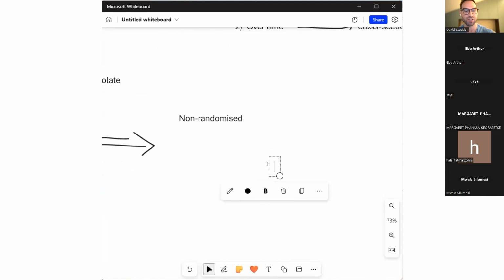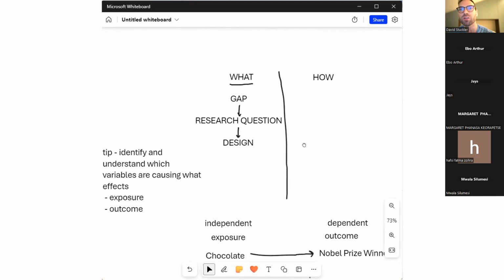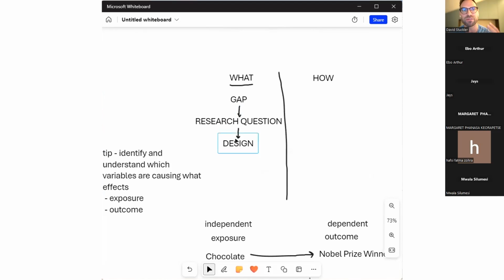In a randomized setting, if we had randomly assigned people to chocolate or not chocolate, we could pinpoint the link between chocolate and its effects. A DAG is called a directed acyclic graph. It's just a logic model that sets out the causal logic that you want to study. Notice we're still in the world of design. We haven't gotten to the how yet.